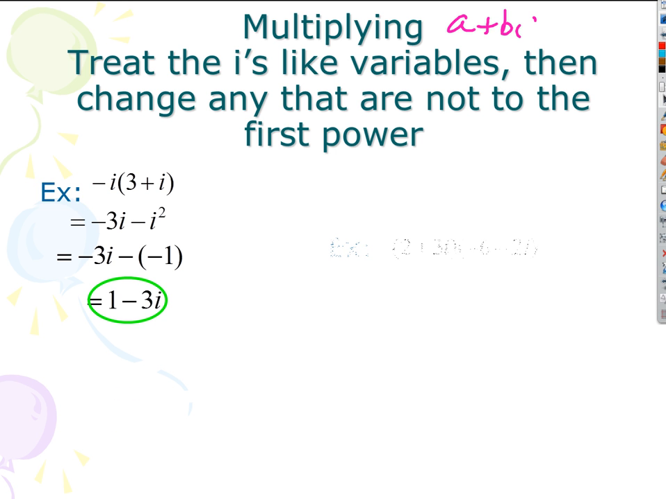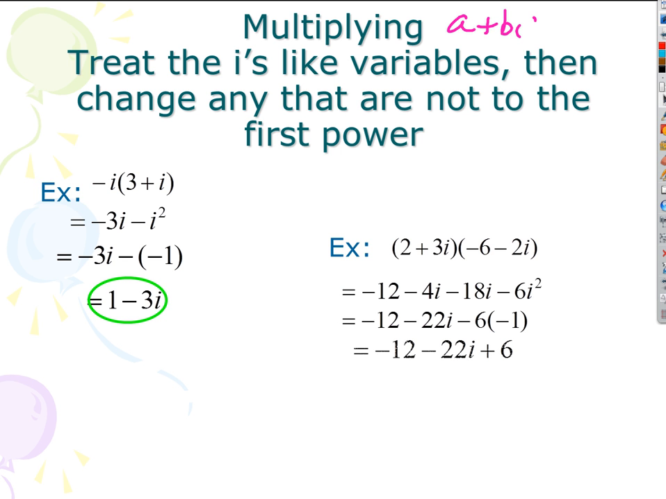What about this guy here? All I do is FOIL it out, like I normally would. 2 times -6 is -12, 2 times -2i is -4i, 3i times -6 is -18i, 3i times -2i, isn't that -6i squared, right? What does the i squared turn into? -1, and just add up like terms. -4i minus 18i is -22i. -6 times -1 is +6, and then I'll just combine the +6 with the -12, and that's my answer.